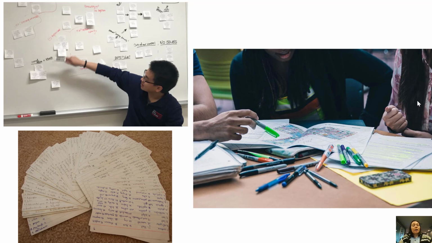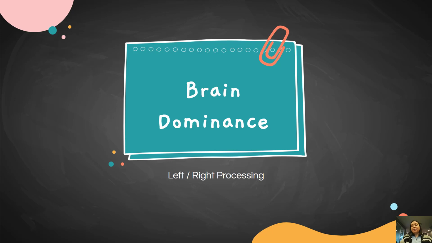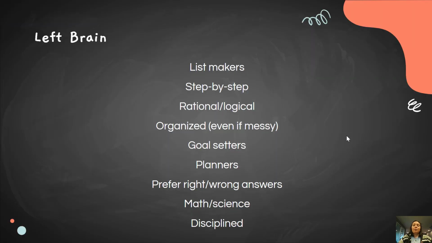Okay, so those are the three learning preferences: visual, auditory, and kinesthetic. And so now we're going to move on to brain dominance and left and right brain processing. So make sure, if you haven't already, go ahead and pause this video and take the brain dominance assessment.